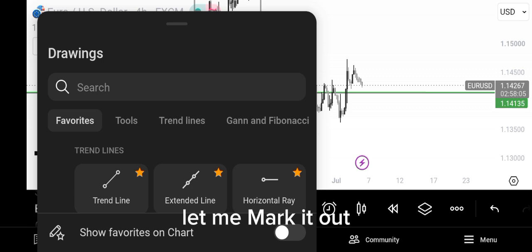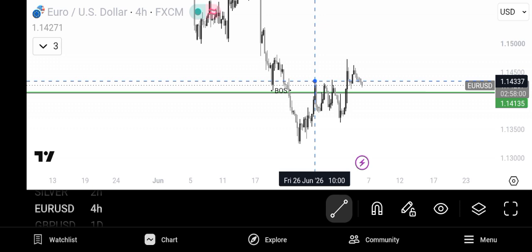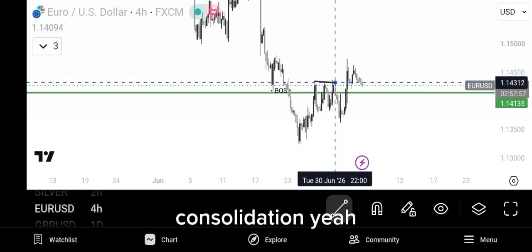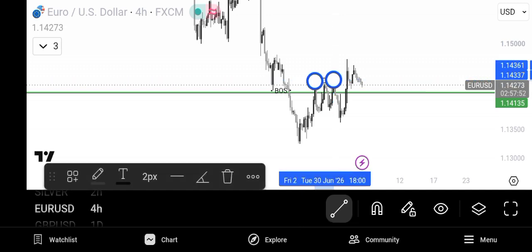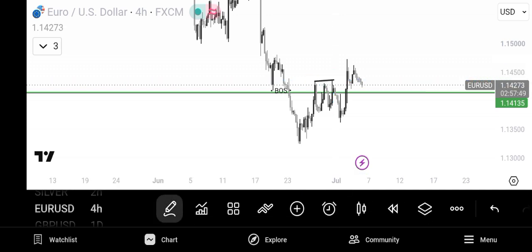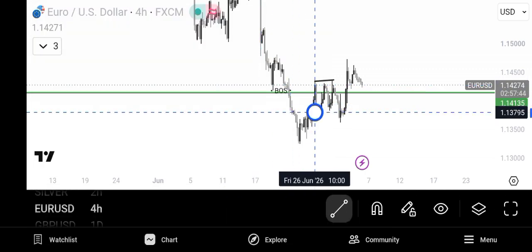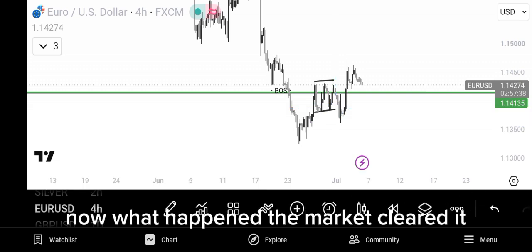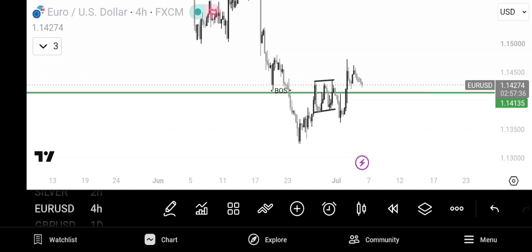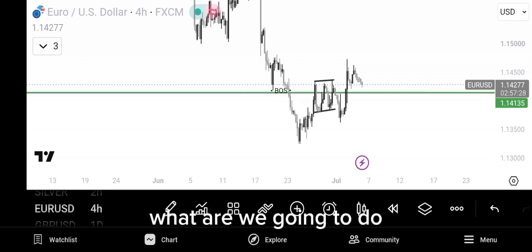Let me mark it out. Consolidation was here. Consolidation here. There's liquidity here. Let me mark this place also. This place. There's liquidity here. And what happened? The market cleared it, and went up and formed what? A change of character.